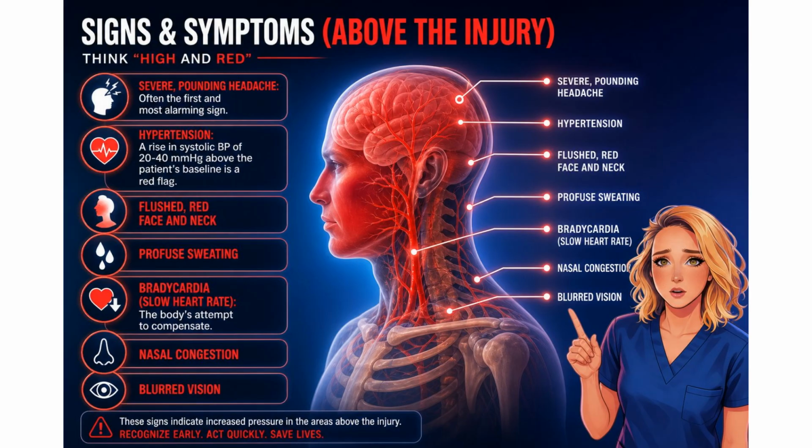The symptoms of AD are divided by the level of the injury. For the signs you'll see above the injury, a good way to remember it is high and red. The patient will often complain of a severe pounding headache. This is usually the first sign. Their blood pressure will be significantly elevated, typically 20 to 40 points systolic above their personal baseline. You'll see flushing of the face and neck, profuse sweating, and they may complain of nasal congestion or blurred vision. You'll also see a slow heart rate, or bradycardia, as the brain tries in vain to lower the blood pressure.